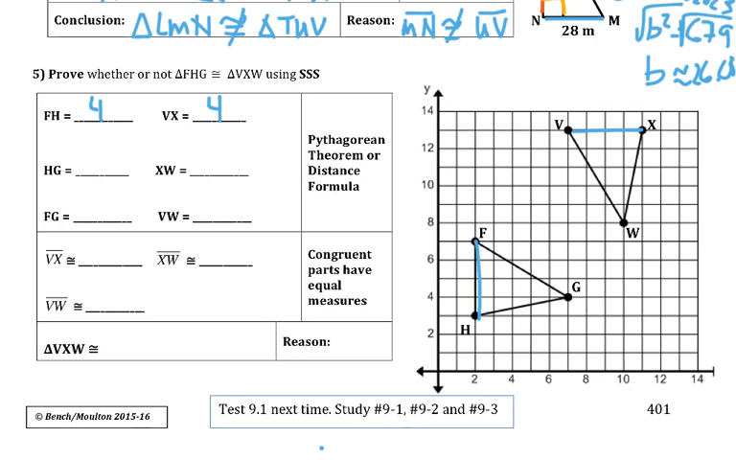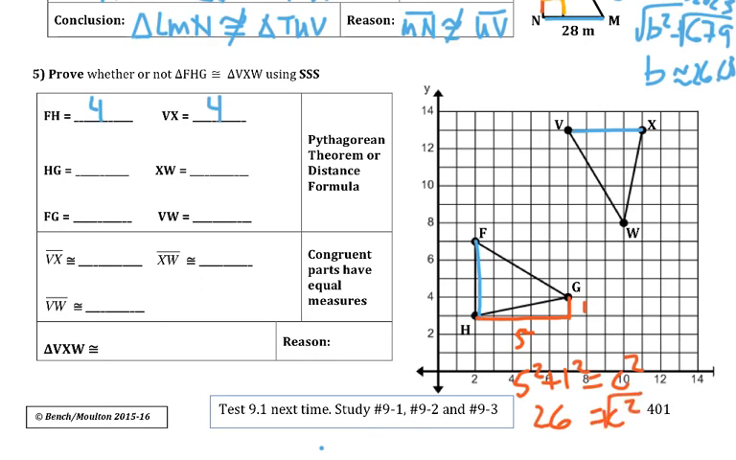Good sign. Now HG. HG is not a horizontal or vertical line, so we're going to have to use the Pythagorean Theorem or distance formula. Now I prefer the Pythagorean Theorem, so I'm going to show you the Pythagorean Theorem. I created a right triangle from H to G, and I find the side lengths. This one's 1, the other side is 5. So writing this with the Pythagorean Theorem equation, we say 5 squared plus 1 squared equals C squared. And C represents the segment HG. So anyway, 5 squared is 25 plus 1 squared is 1, so 26 is equal to C squared.